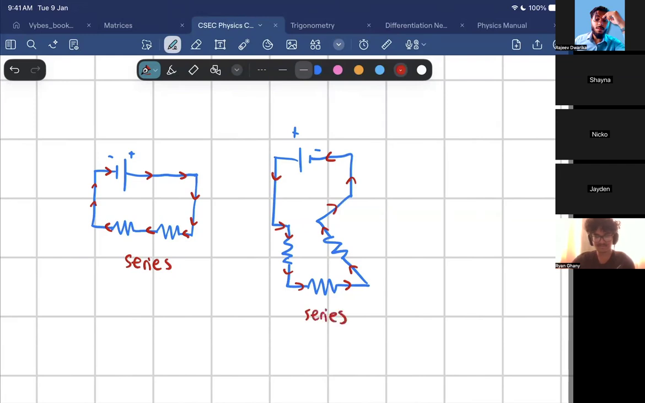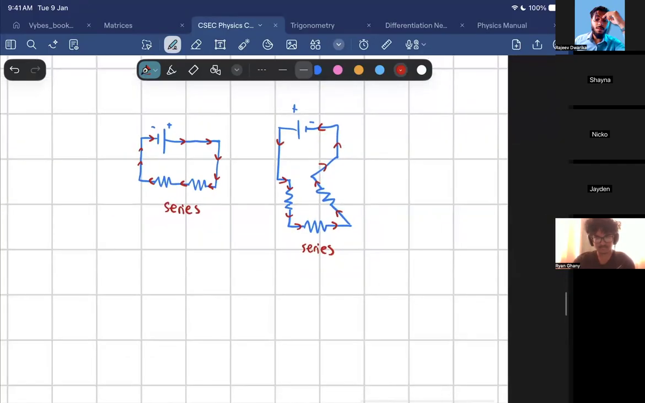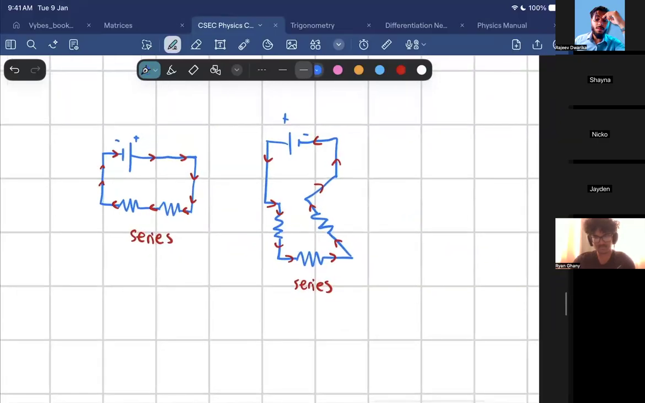And of course, I'm putting resistors here, right? But any component in the circuit could be in series. So that's with resistors, but any component in a circuit could be in series. So for instance, somebody give me an electrical component, fast.